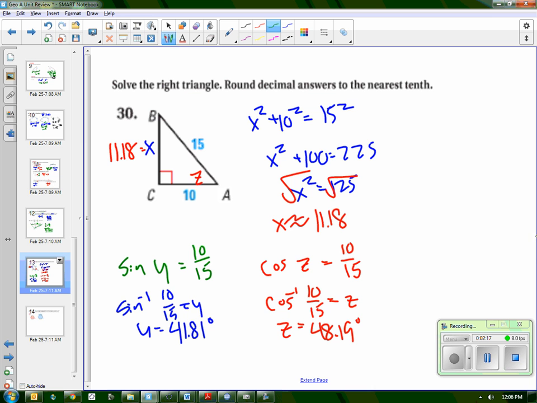48.19. And the cool thing about doing it this way is when I add them together, 41.81, 48.19, they get 90 degrees, so I know I did it right. That's awesome. It says nearest 10th, so I should probably do that. 41.8, 48.2. I don't want to mess that up because it does say round. All right, what else we got?